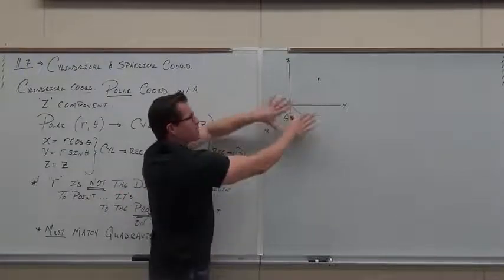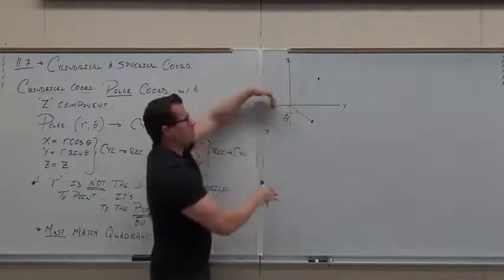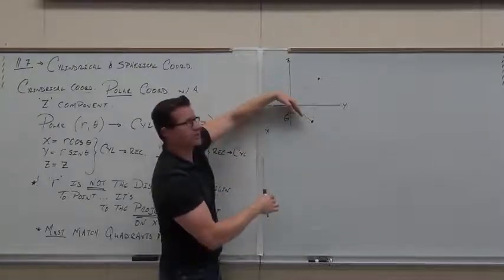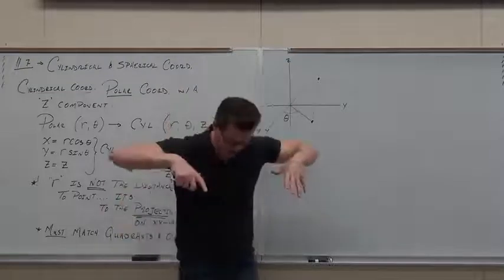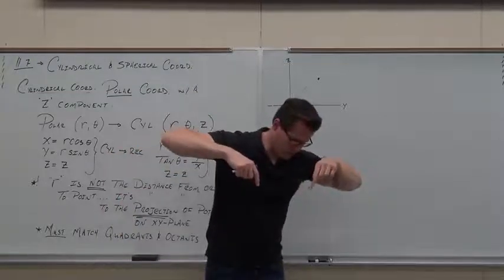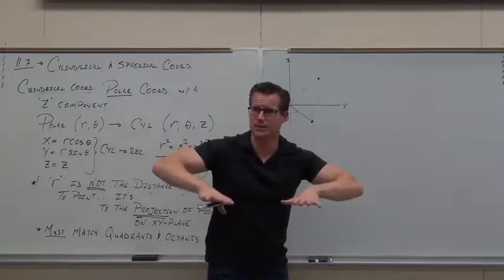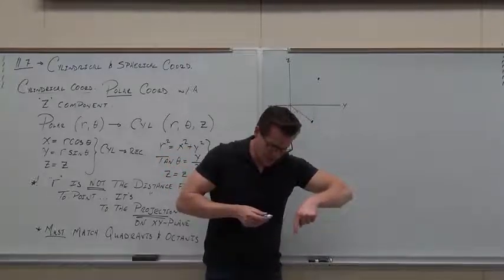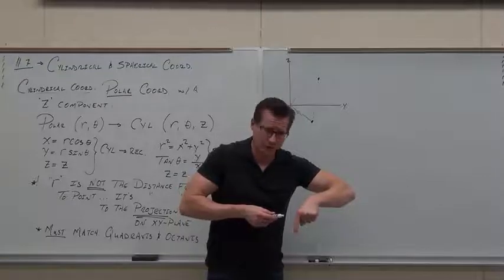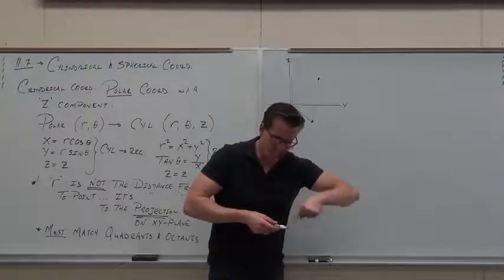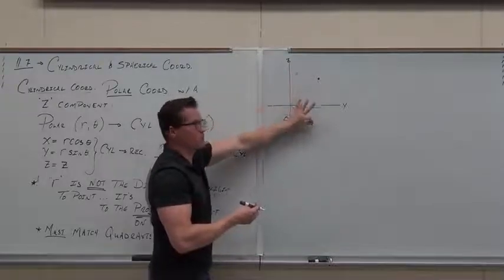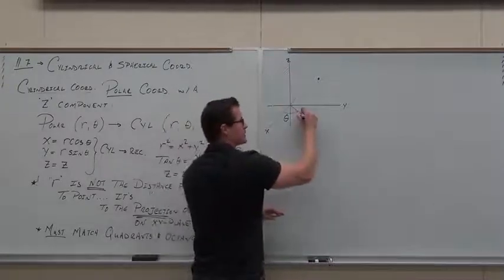So on the XY plane, flat on the XY plane, theta sweeps out the angle from the positive x to where the projection of the point is. So you're looking at it from the top, and you take that point. It's going to look like it's flat. Whatever angle from the positive x, that's theta. However far the flat distance on the plane is from the origin to the projection of the point on the xy plane, that is what R is.